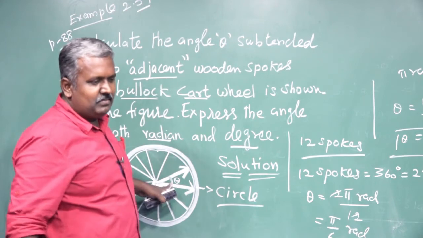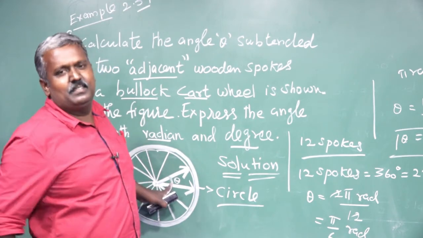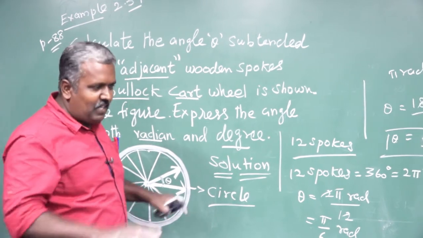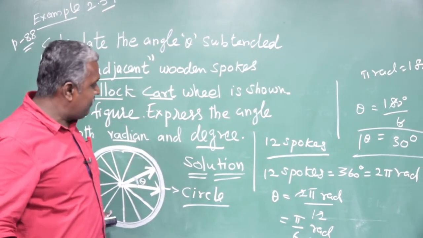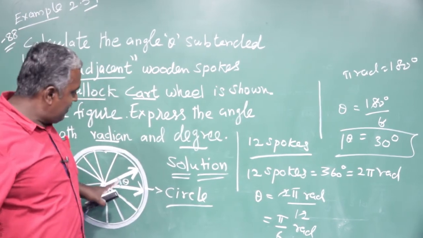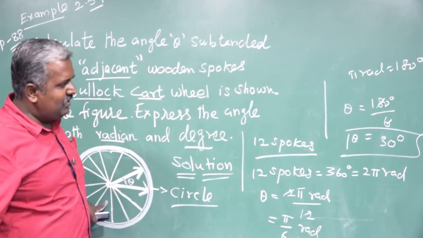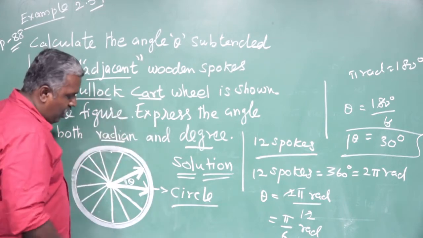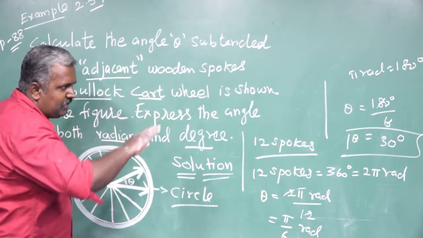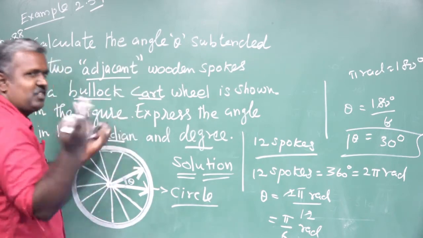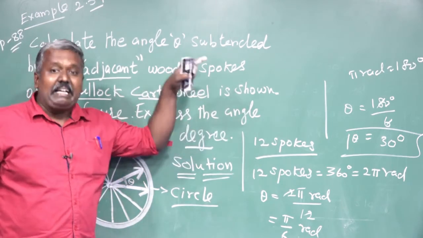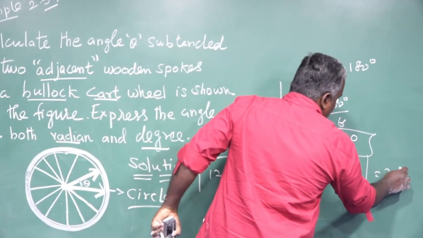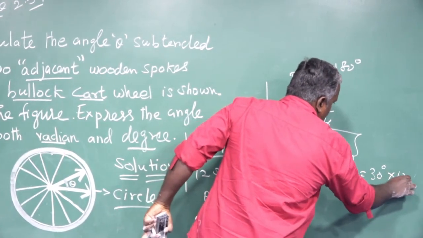How do you check it? Correct or wrong? How many spokes are there? 12. 12 is equal to one complete circle, like the wheel. So for one part, this gap is equal to 30 degree. How many spokes are there? 12. 12 into 30 is 360. So complete circle. That's all. So the answer is correct. 30 degree. How many spokes? 12.